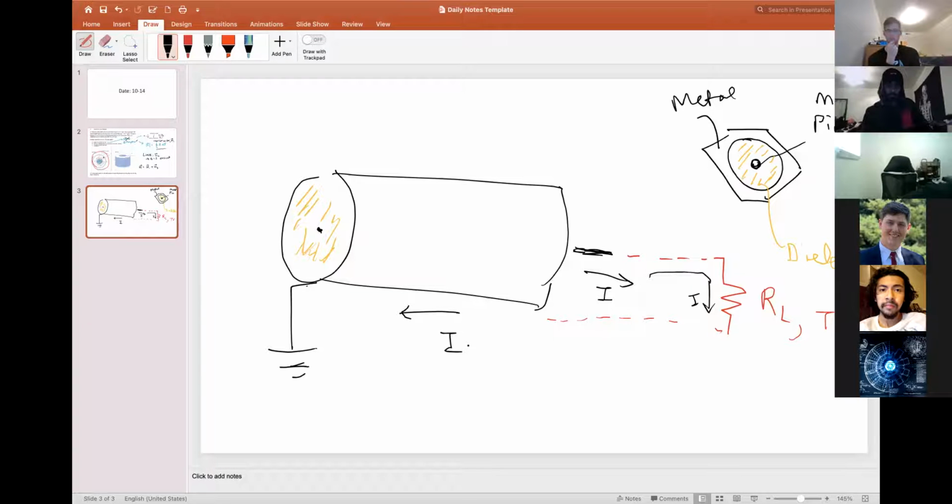Okay, so now let's add in another step. Let's add in a direction. So now, okay, boom. Now we got current that is a vector.